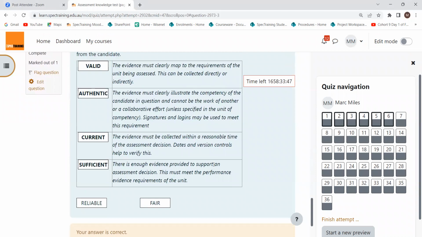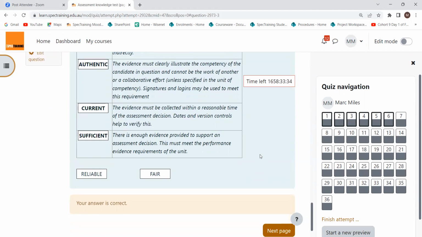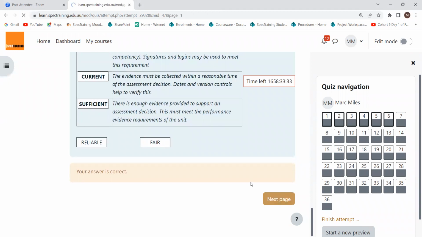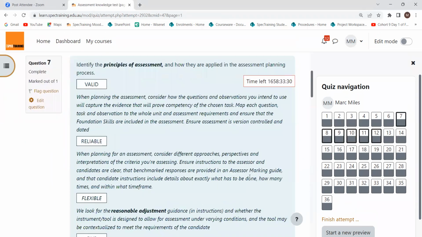So we got valid, authentic, current, and sufficient, and possibly the answer is correct. You never know, but definitely have a read of those descriptions, and you would have learned about this in the workshop as well. Okay. So coming down, let's check out the next page, and let's check out question seven.